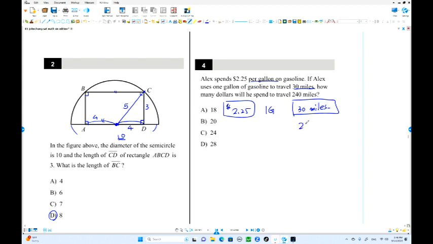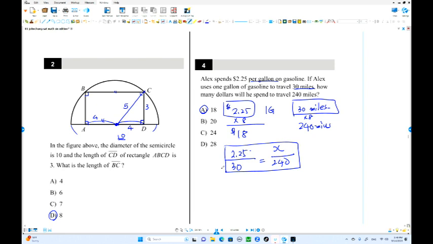240 is going to be 8 times 30. That's right, this is 8 times. So it's going to be 8 times over here. 2.25 times 8 is what? $18. That's right, choice A is the answer. Or you can use a proportion: 2.25 traveled 30 miles, to travel 240, how many dollars? That is a proportion between the dollar amount and the distance. We don't need the gallons this time.